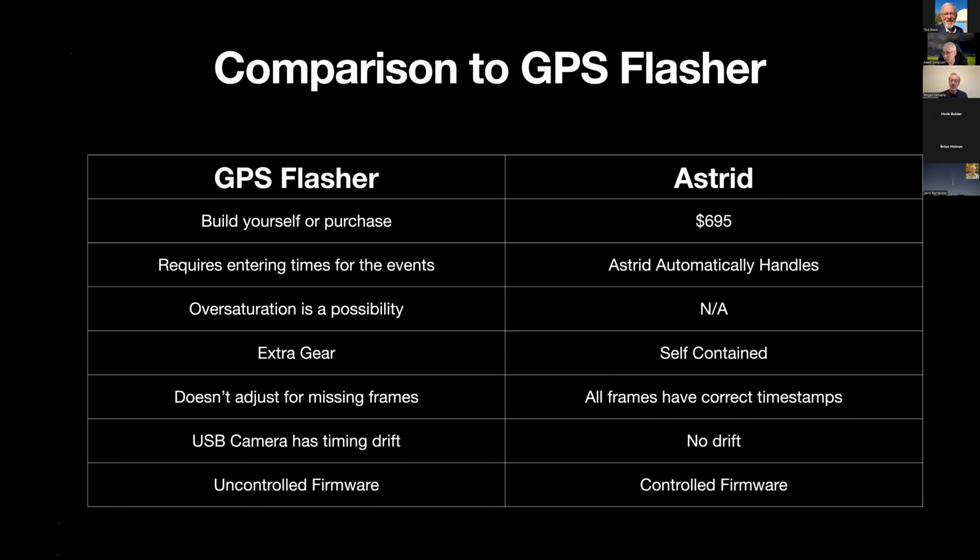The USB camera also has timing drift that you get with these types of setups, and also with the GPS flasher, there are lots of different versions of firmware out there. So it's fairly uncontrolled, and there can be issues with timing because of that as well. All those go away with Astrid.